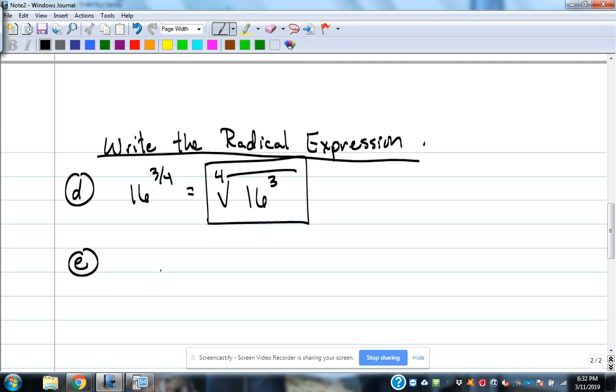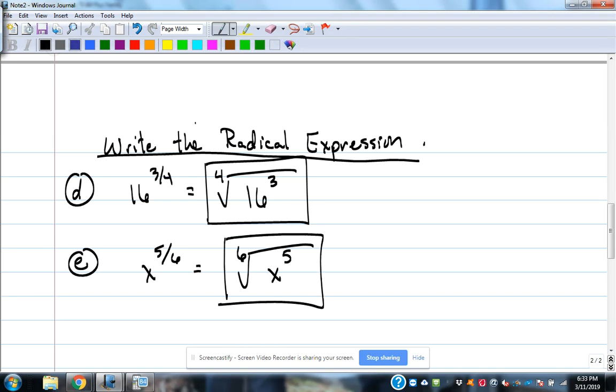Let's say we had x to the 5/6. There actually is nothing we can do to simplify that, but we can rewrite it as a radical expression. What's the index? 6. What's on the inside? x to the 5th power. Oh yeah, this is fun stuff. This is easy stuff. Let's muddy the waters a little bit. 7x to the 4/5. Can't let it be too easy for too long.